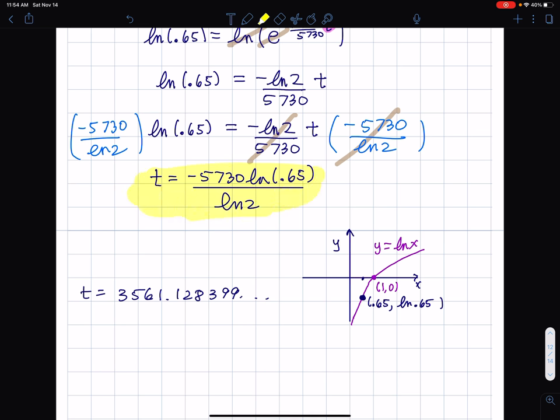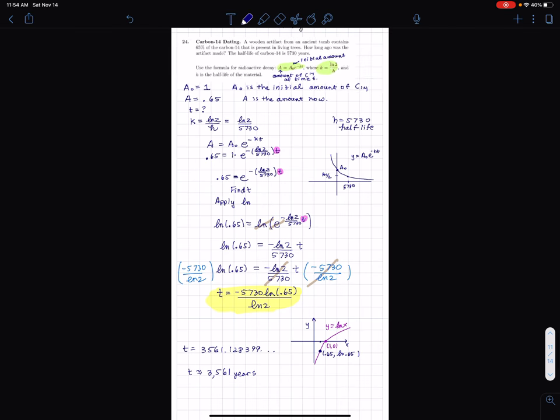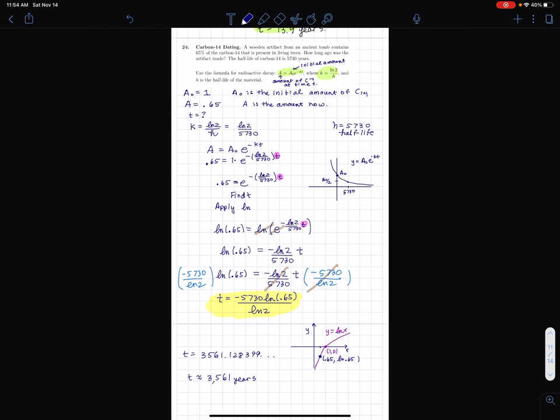But if you're in the mood and you have a good calculator, you can say it's around 3,000 years. No, we'll do a little better: 3,561 years. So that's sort of interesting. If you happen to be an archaeologist and you found a piece of wood and found out it was 3,561 years old, that'd be pretty awesome.